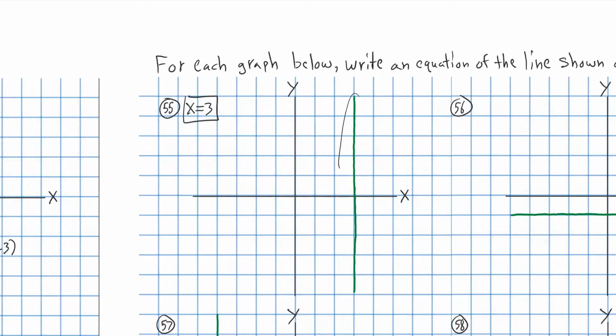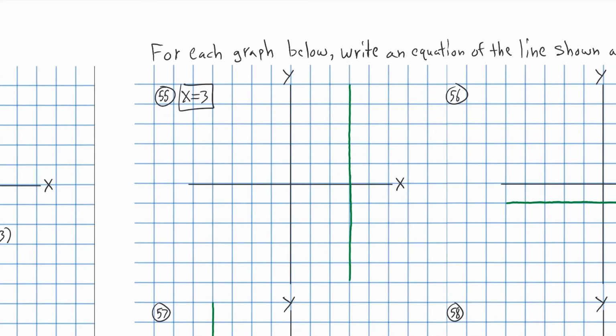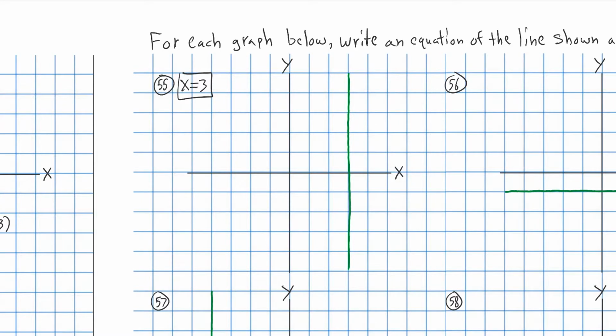Because all the x values are constant. They're always 3. It doesn't matter what the y values are. The x values are always going to be 3. So because the x values are always 3, the equation of a vertical line is just simply x equals 3. I know what you're thinking. You're thinking there's got to be more to it, right? Nope. Writing equations of vertical and horizontal lines is really easy.